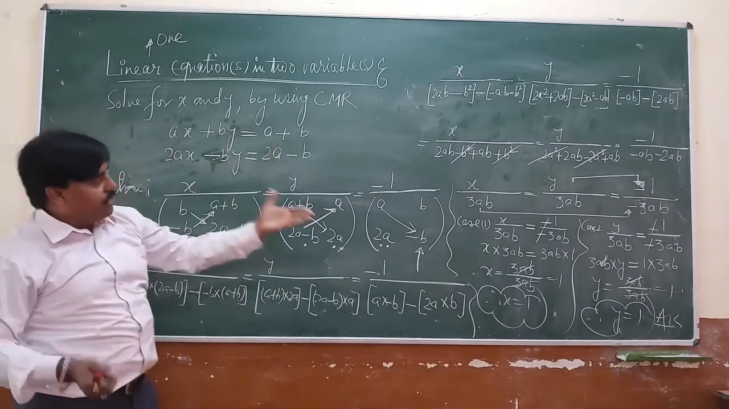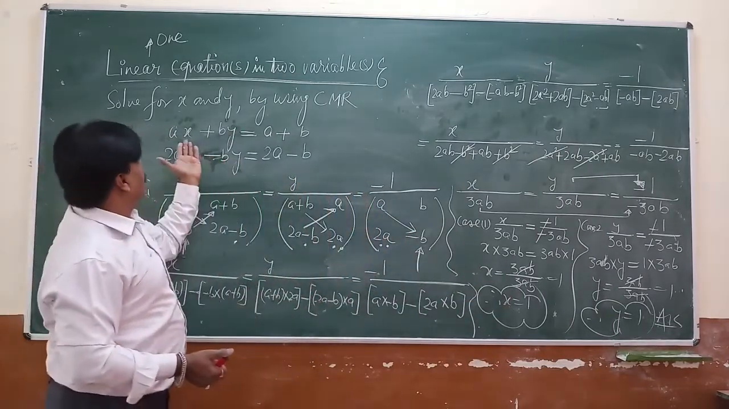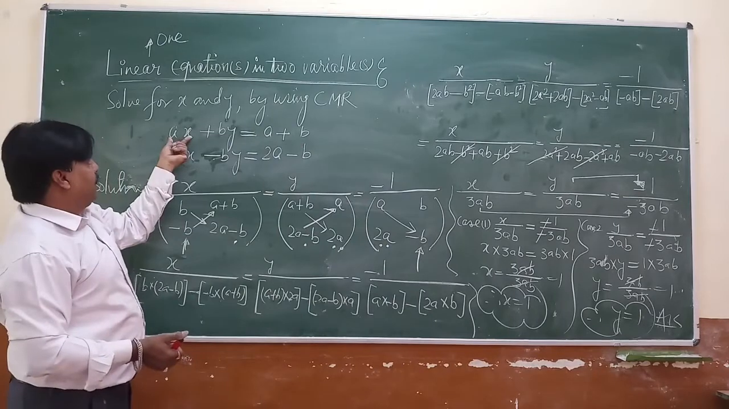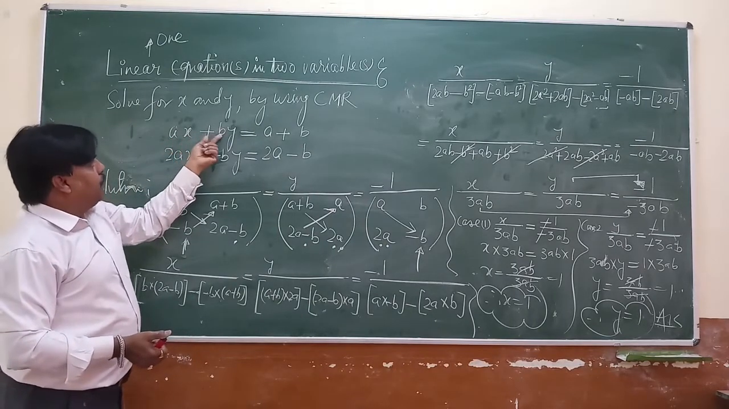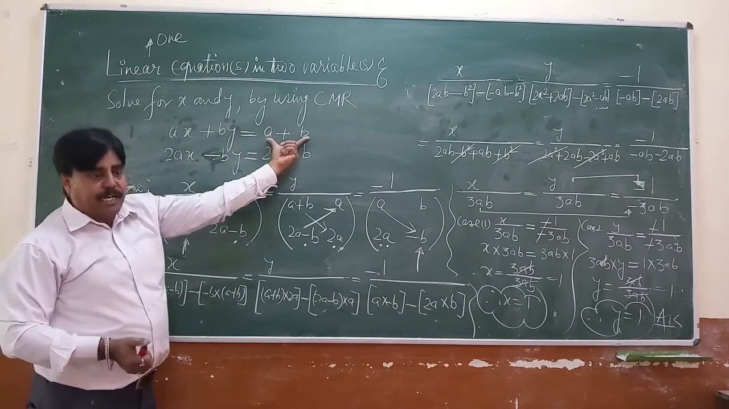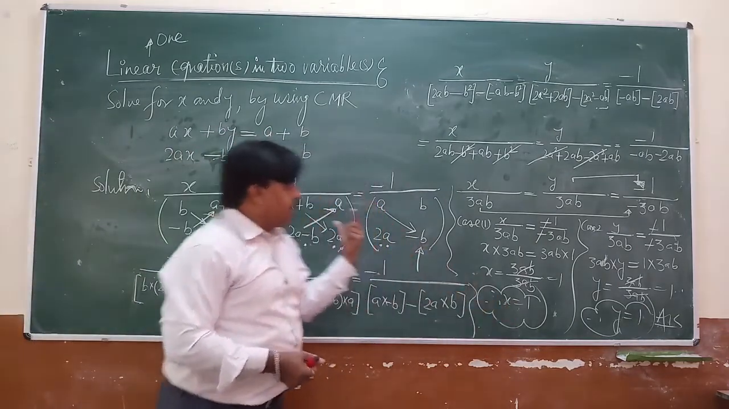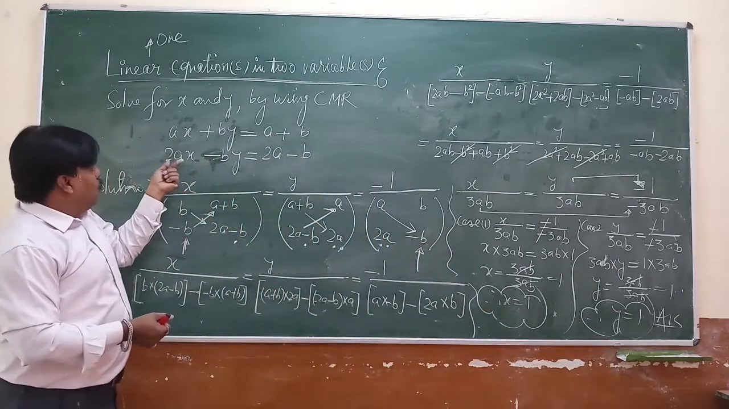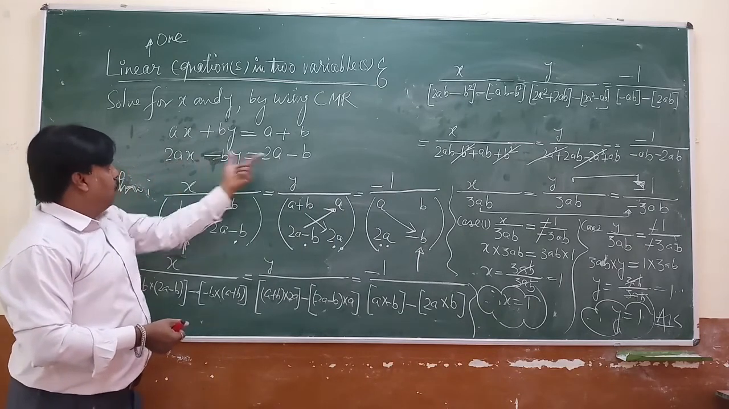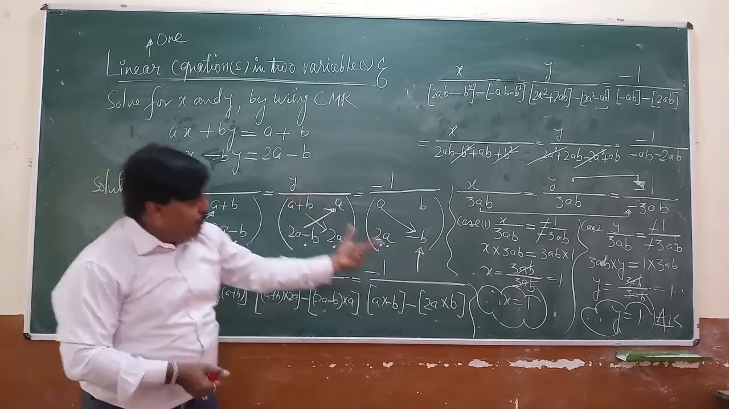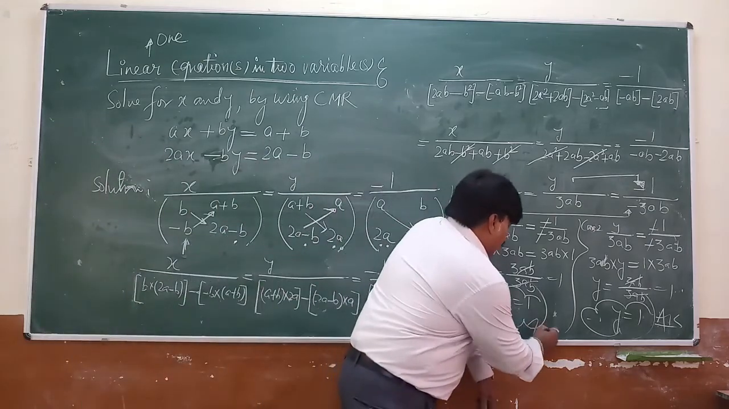If you want to check, you can check. Just put x equal to 1 and y equal to 1 here, you must get the right hand side. Put 1 into a, a, plus b into 1, b. So a plus b, you are getting the right hand side. Similarly, put x equal to 1 and y equal to 1 in the second one, 2a into 1, 2a, minus b into 1, b. So you are getting 2a minus b. So it means your answer is correct.